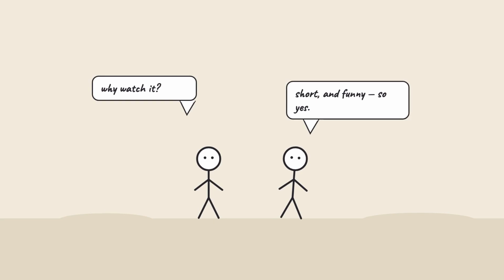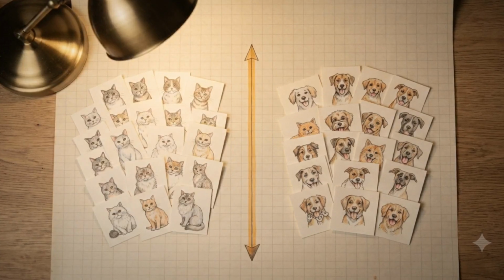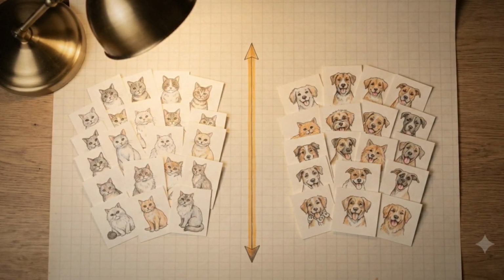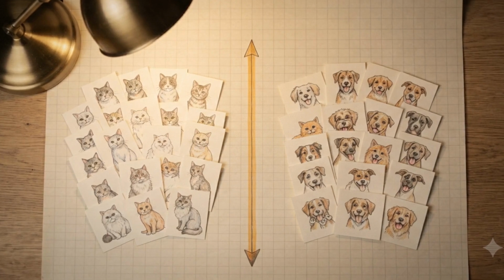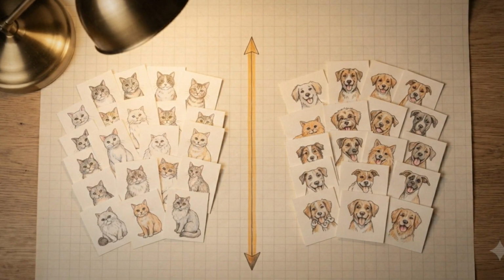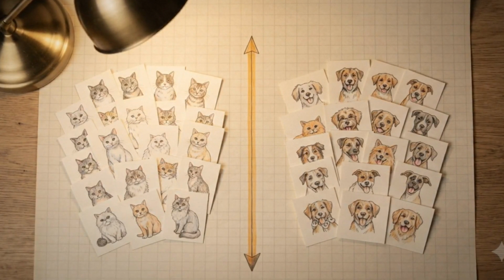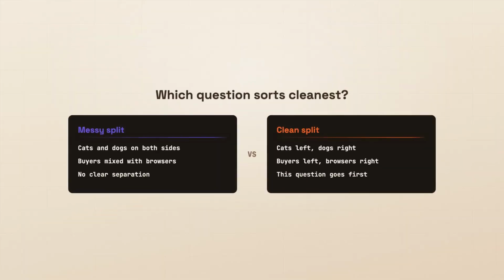But wait, who decides which question goes at the top? The machine does, and it's clever but simple. It tries every possible question and keeps the one that separates the groups the cleanest. Cleanest just means, after this split, the 2 branches are as pure as possible, cats mostly on one side, dogs mostly on the other. Buyers on the left, browsers on the right. The question that sorts them neatest goes first, then it repeats that same trick down every branch. No entropy formula you need to memorize, just over and over. Which question best sorts this pile?